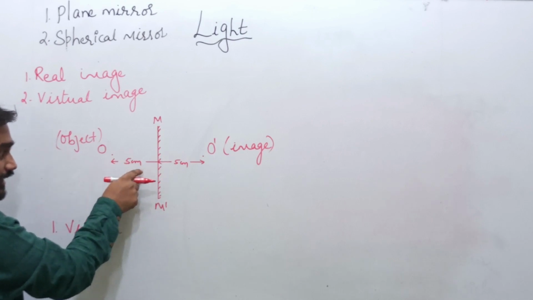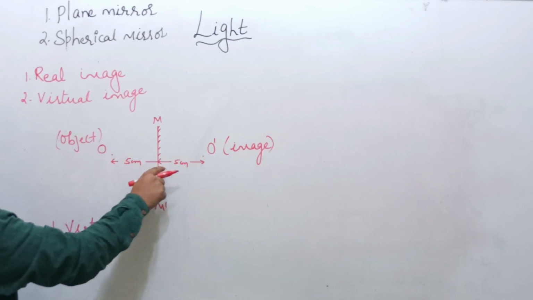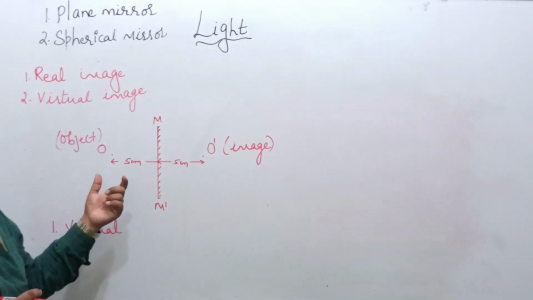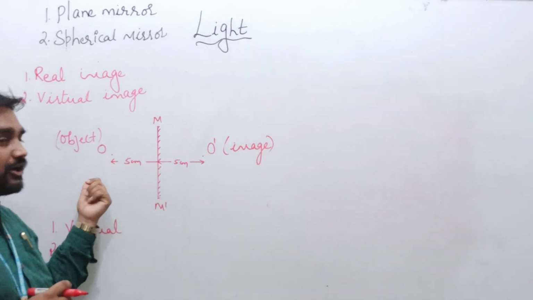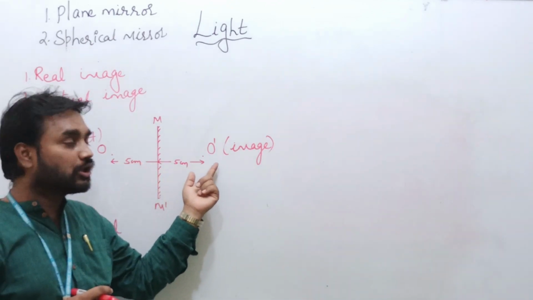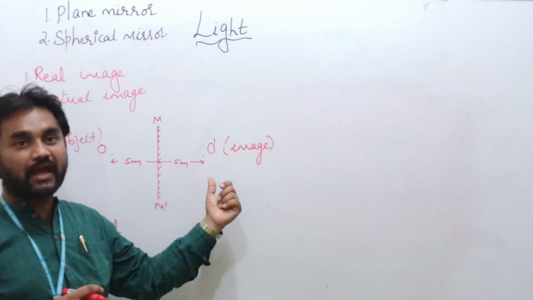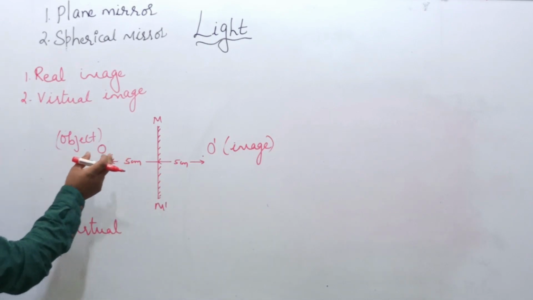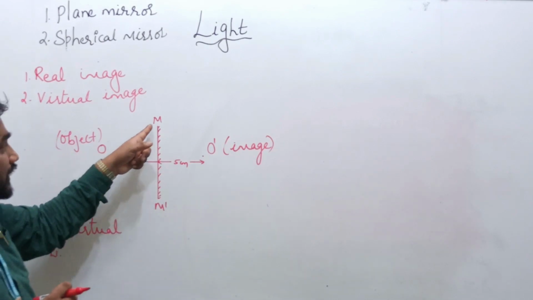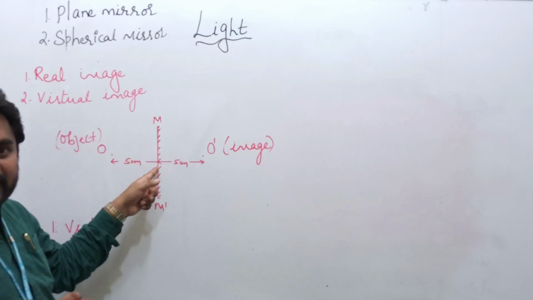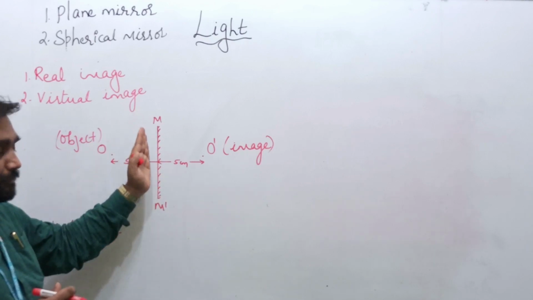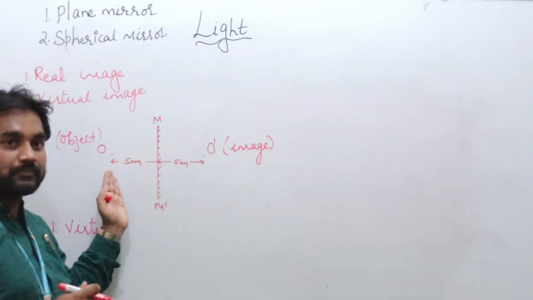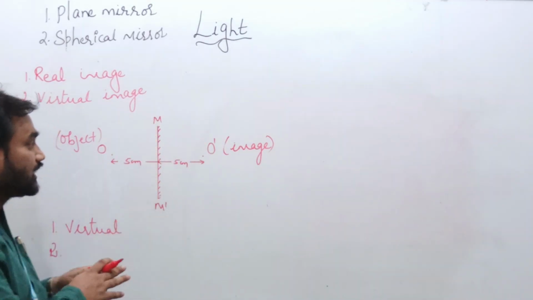Okay, and the second characteristic is that the image obtained is at an equal distance from the mirror as the object. The distance of the object in front of the mirror is equal to the distance of the image obtained behind the mirror. Is that clear? That means the image and the object are equidistant from the plane mirror. If you measure the distance of the image and the object from the plane mirror, the distance would be the same.